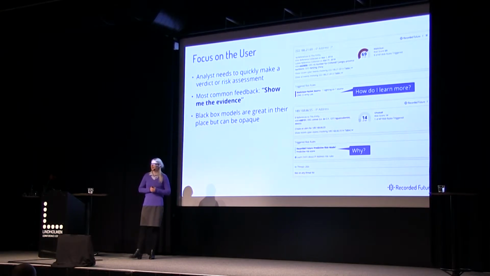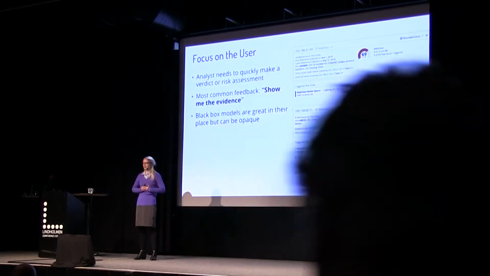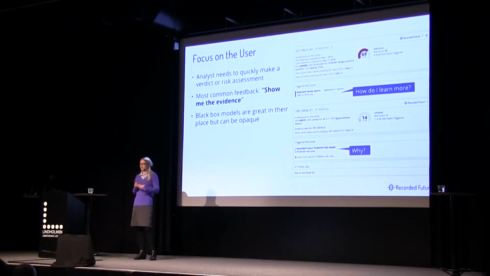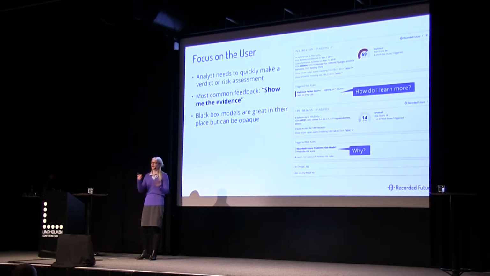The first thing is to really make a point of focusing on the user and what they're trying to do with our data. In our case, the goal is that we present this risk score to an analyst, and they're able to quickly make a verdict or some sort of risk assessment on whether they need to act on this information or look into it more, or if they can safely ignore it. This may be done by a person actually manually examining the data, or through some automated process, or more often through some combination of the two.